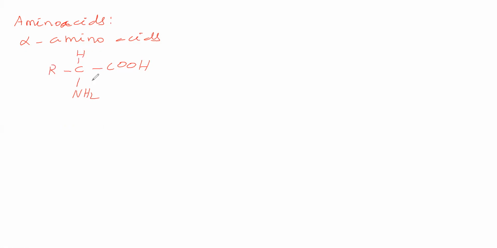Now in the place of R, let us give H. Then we can say this compound is CH2, COOH, NH2. This alpha amino acid is called glycine.